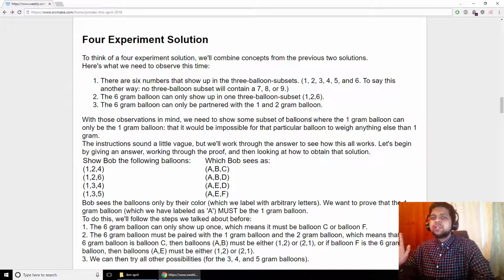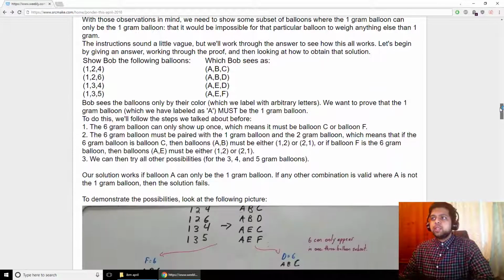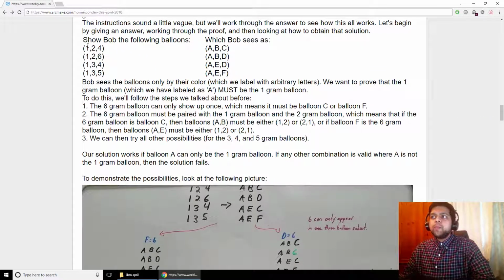And I know this sounds a little bit vague, a little bit sketchy right now, but we're going to go through the solution, and then we're going to go through the proof. And then I'm going to show you how I actually came up with this. So we'll show Bob these balloon experiments. We'll show him 1, 2, 4, 1, 2, 6, 1, 3, 4, and 1, 3, 5. So this is our set of experiments, the 4 balloon subsets that we're going to show Bob.